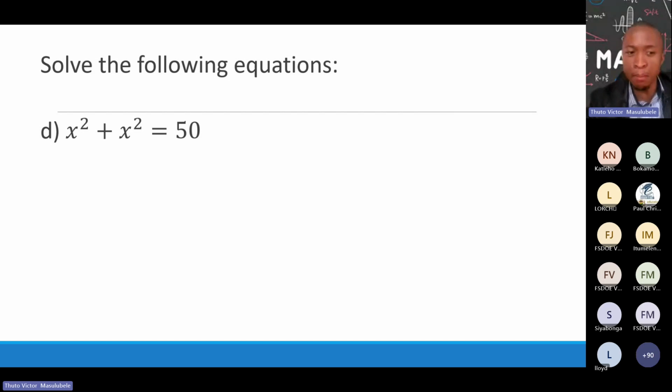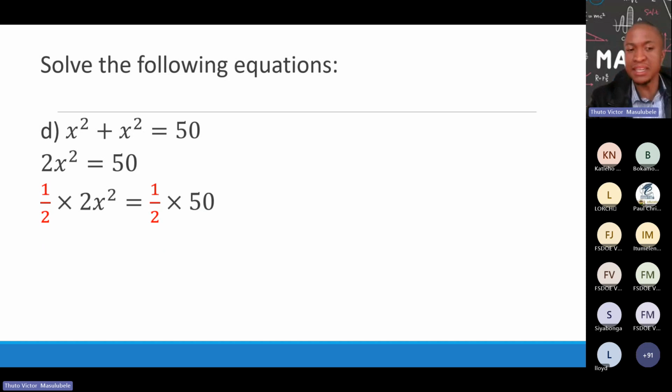x squared and x squared are both like terms, so we're able to add the 2, and that will give us 2x squared equal to 50. So we added the two like terms, and that gave us 2x squared equal to 50. But now what needs to happen? We need to isolate for x squared. And to isolate for x squared, we multiply by the multiplicative inverse of 2, both sides of the equation.